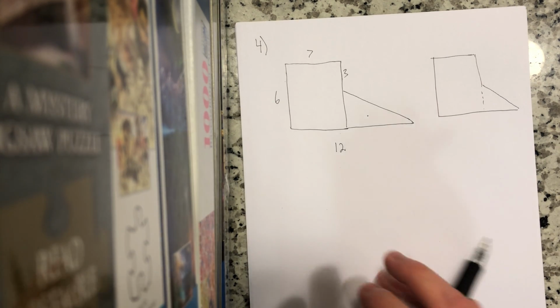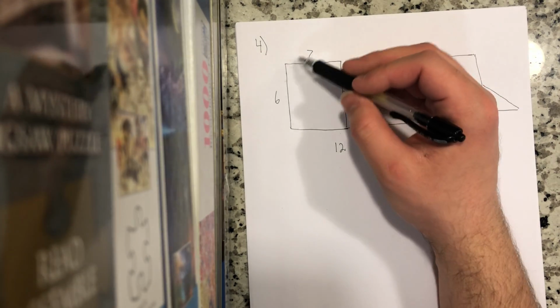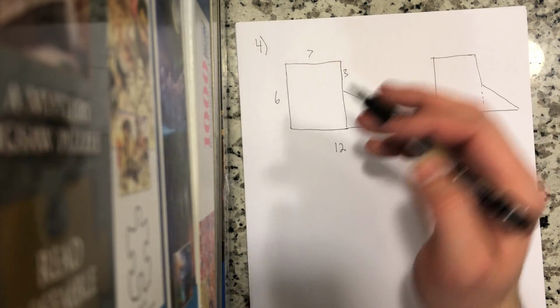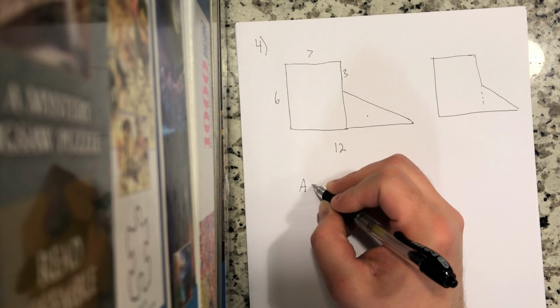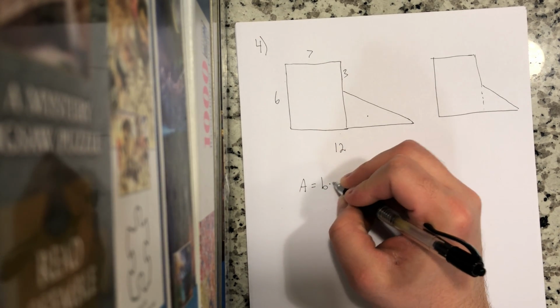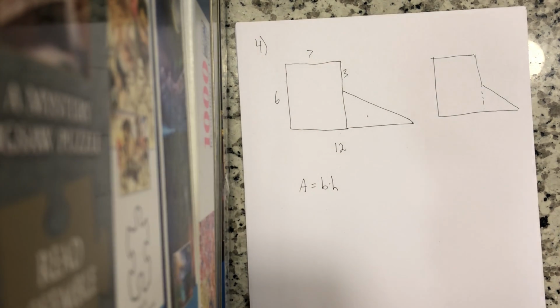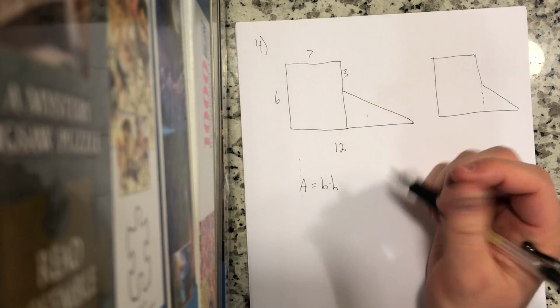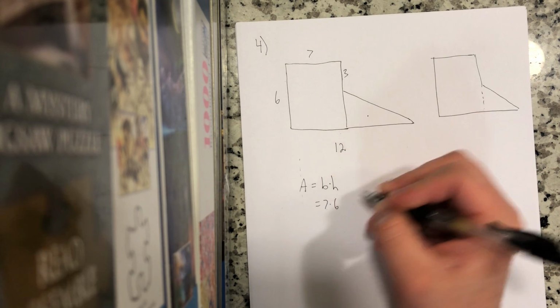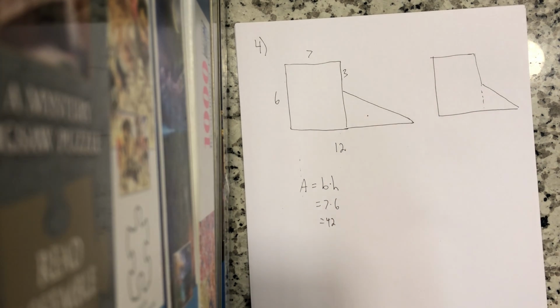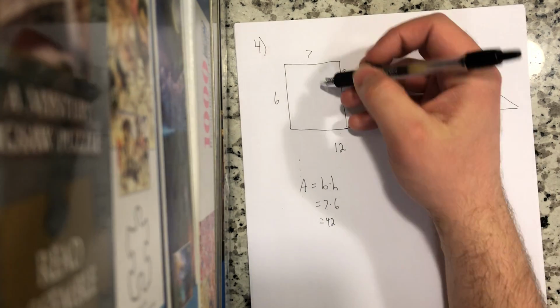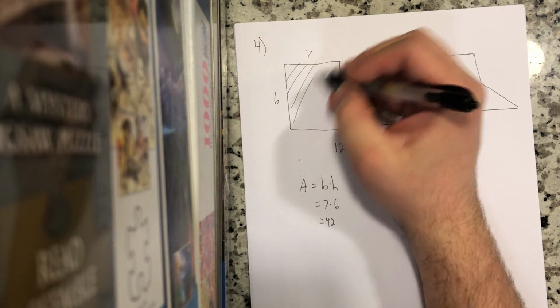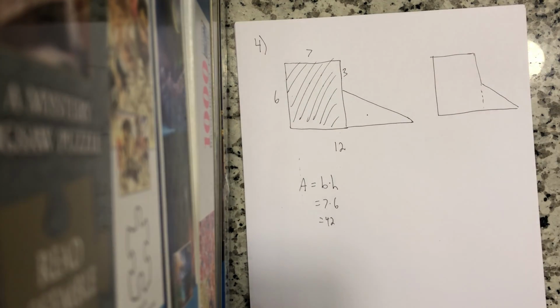Okay, so we can find the area of this rectangle pretty easily. Remember, the area of a rectangle is equal to the base times the height, or the length times the width, whatever variables you like to use. And here we're going to have 7 times 6, or 6 times 7, which should come out to 42. So that is the area of this part here. So we've taken care of that part.